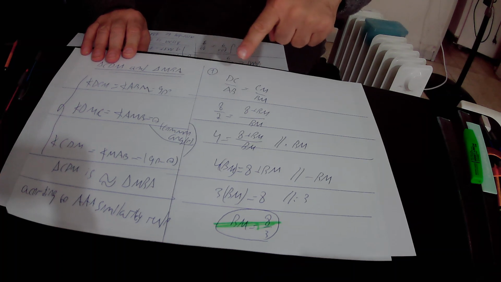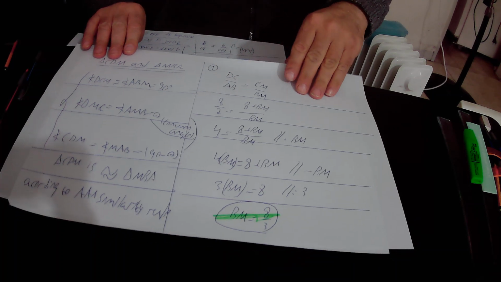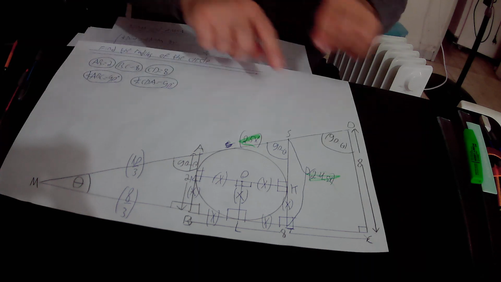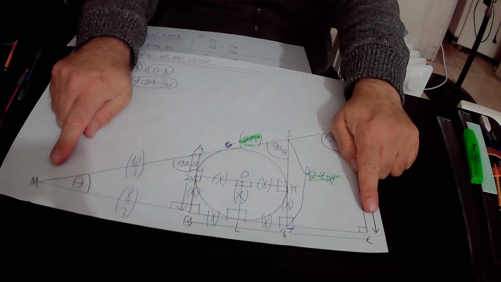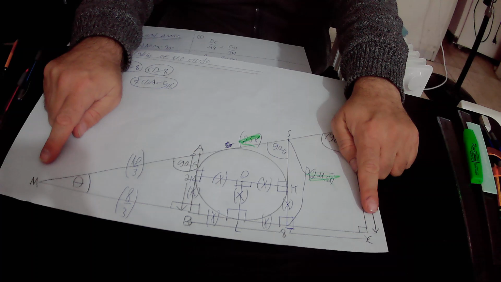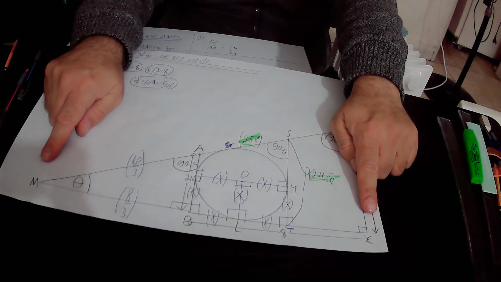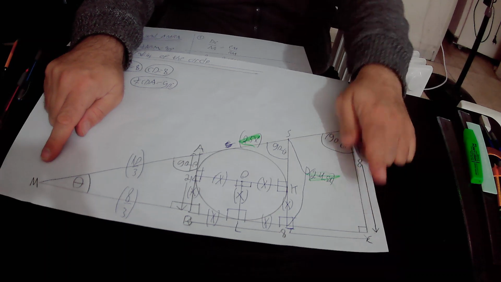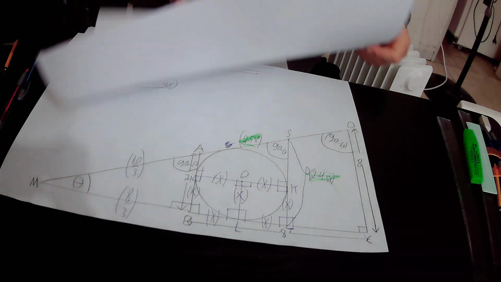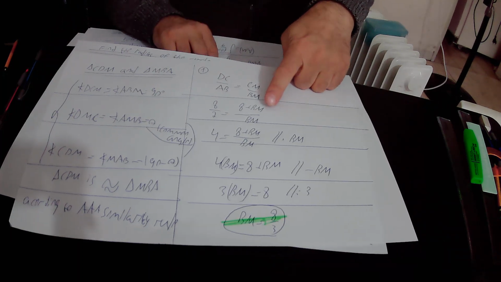DC is 8, AB is 2. And what is the length of CM? From the drawing itself, it is very easy to see that CM equals CB plus BM. That is to say, CM equals CB, that is 8, plus BM. So in total, CM equals 8 plus BM. Here, CM over BM equals 8 plus BM over BM.